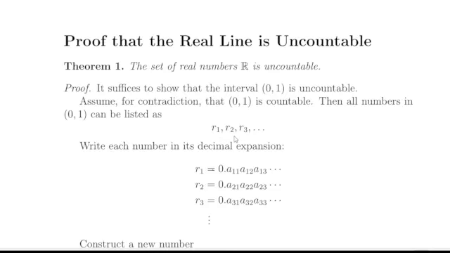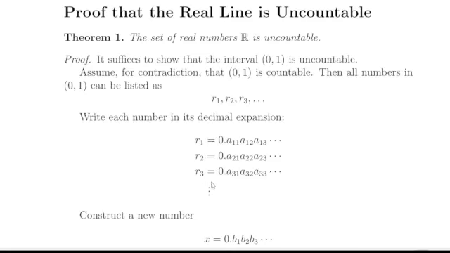So we'll say R1, R2, R3, etc. R1 is the first number, which we say we can represent as 0.A11, A12, A13, etc. The second number, R2, is 0.A21, A22, A23. And R3 is 0.A31, A32, A33, etc. So we'll do that for every number in the sequence, or in the interval.